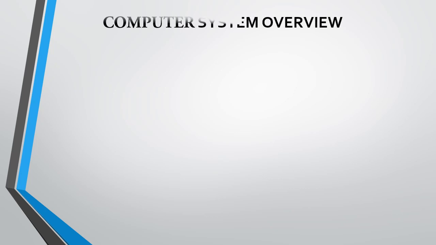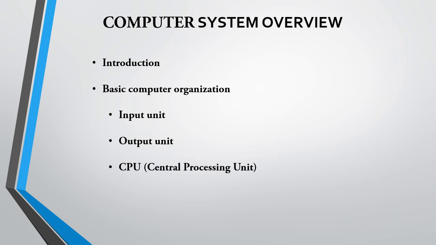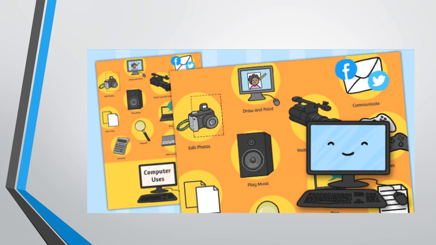So let us begin our session with the introduction of basic computer organization. In this, we are going to learn about input devices, output devices, and the central processing unit of the computer. So these are the things we are going to cover today. Today, we will be discussing the computer system overview, which I already mentioned earlier.